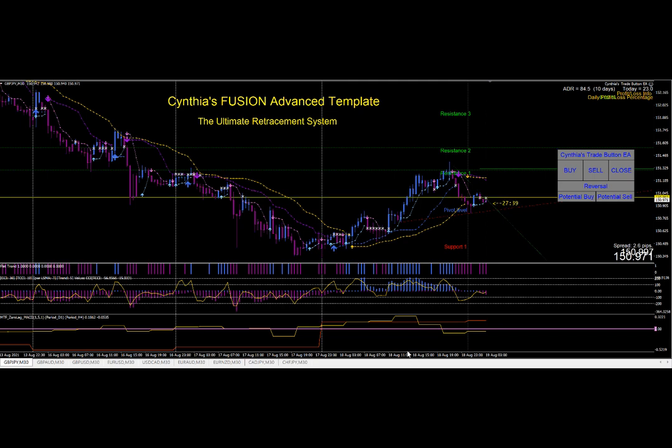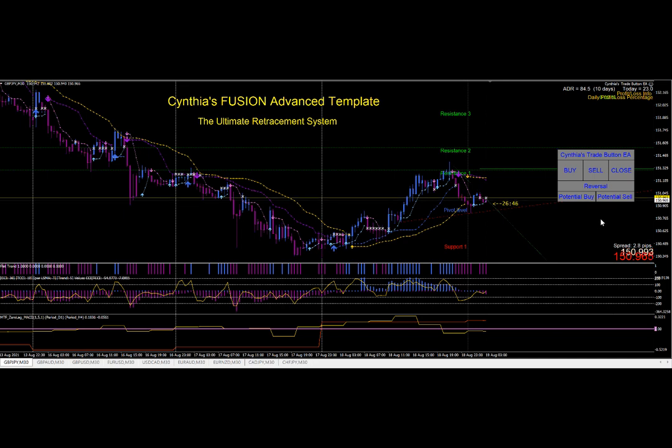The advanced template has all of the same basic indicators that are available with the basic template, but I've added a few extra things. The first thing that you might notice is that I have my trade button on the chart, and it is a one-click buy or sell, and it automatically places your trade with your broker, and it'll place the take profit and the stop loss, and it trails and does everything that you'd want it to do.